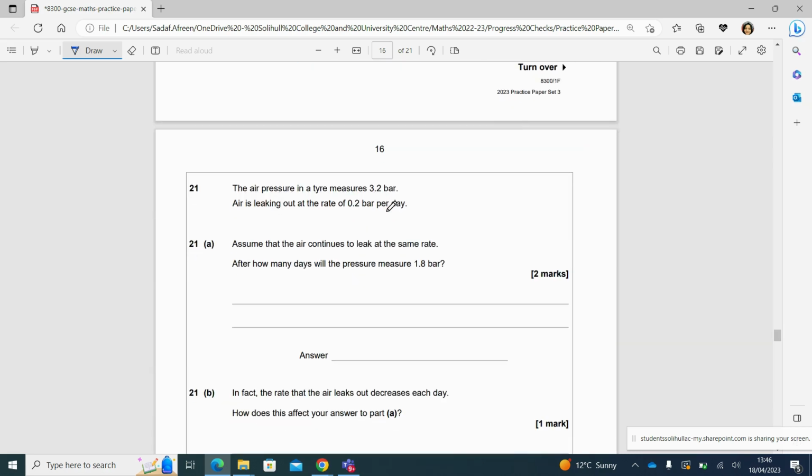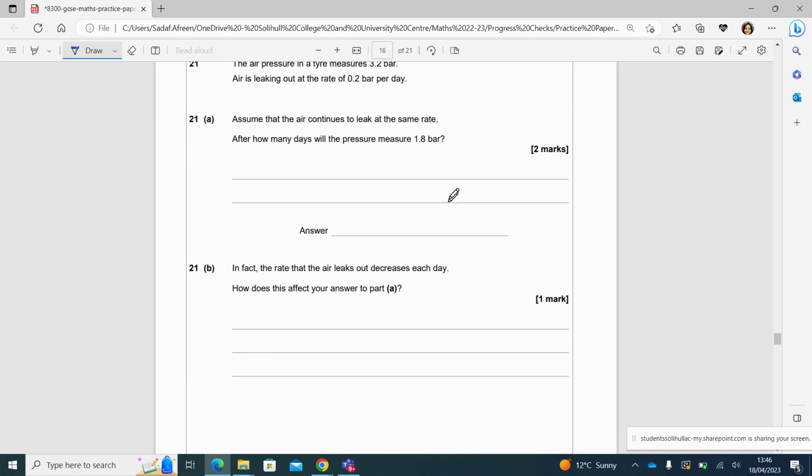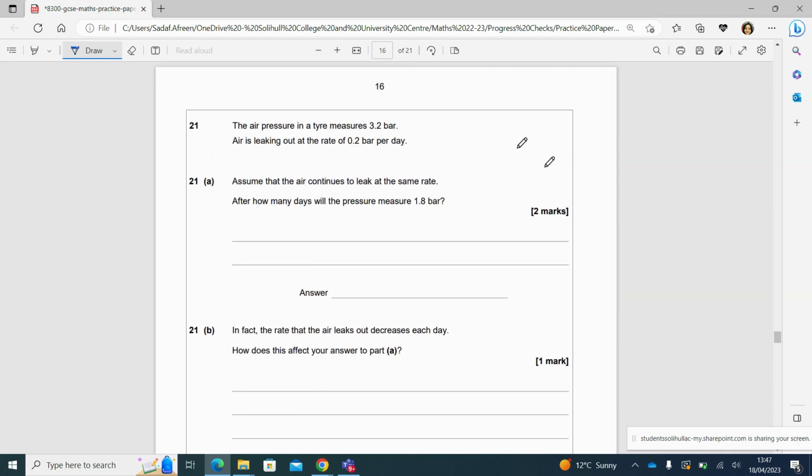Okay. So question number 21, it says the air pressure in a tire measured 3.2 bar. Air is leaking out at a rate of 0.2 bars per day. Assume that the air continues to leak at the same rate. After how many days will the pressure measure 1.8 bar?